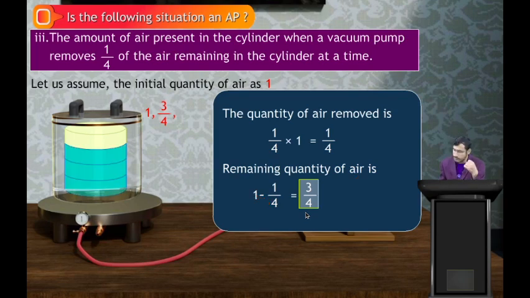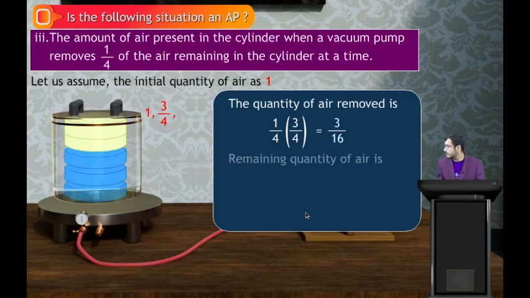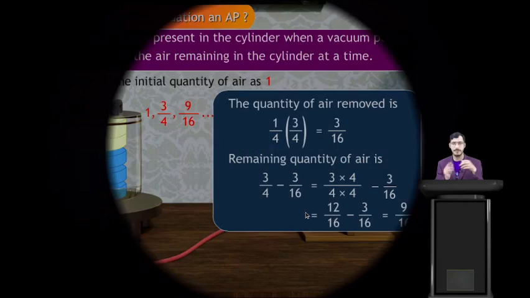Then again 1/4 of the 3/4 will be removed. So 1/4 into 3 by 4 is 3 by 16, and the remaining quantity of air is 3 by 4 minus 3 by 16. When we solve it, what will we get? 12 by 16 minus 3 by 16, that is 9 by 16.